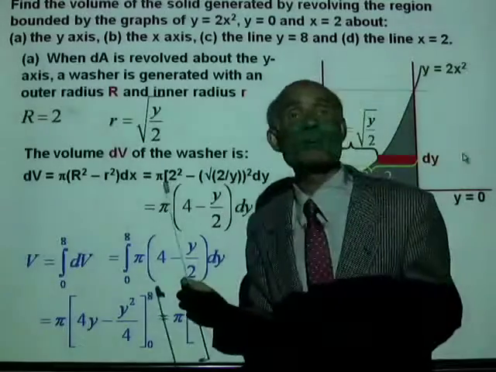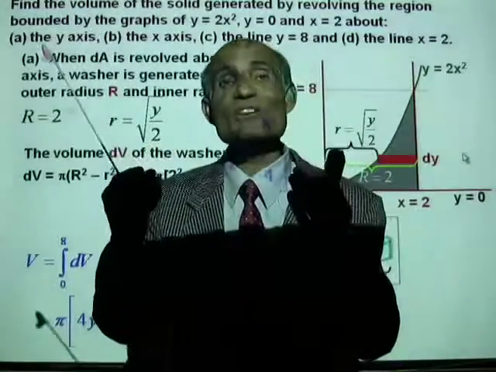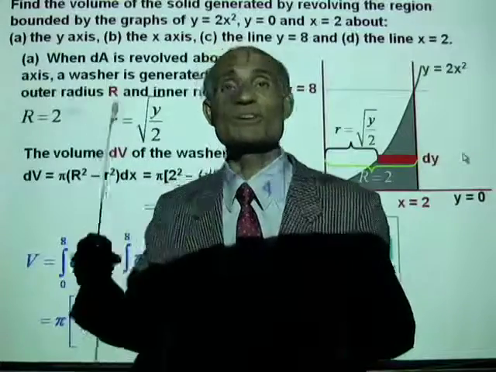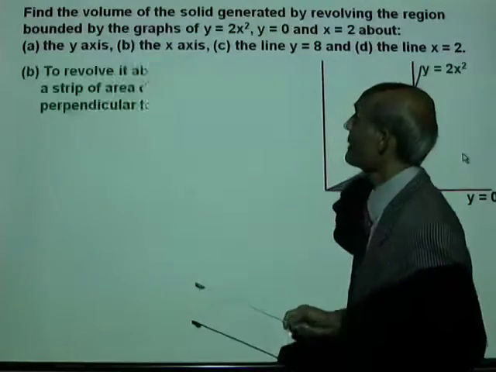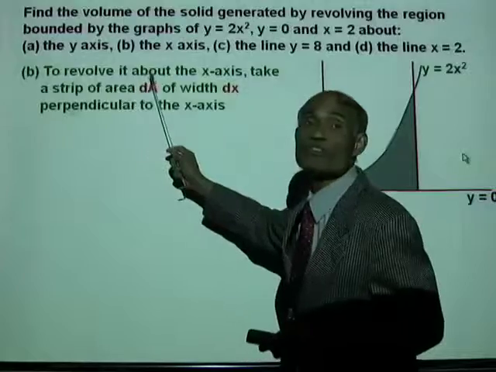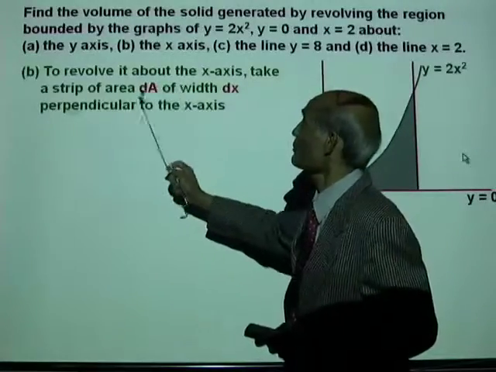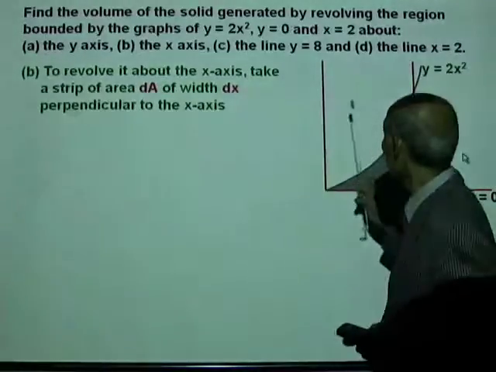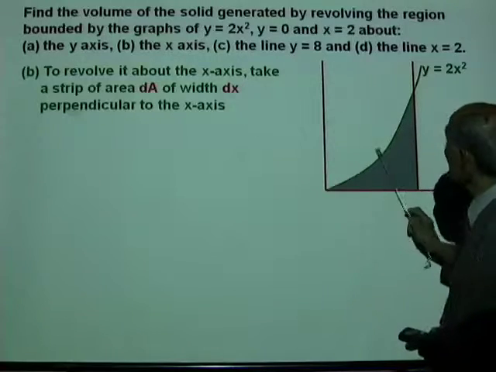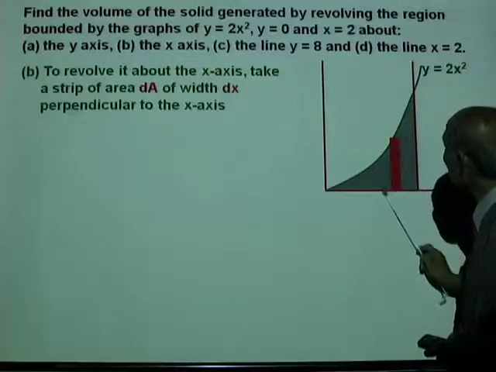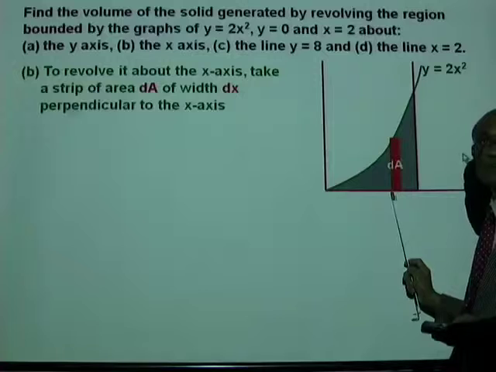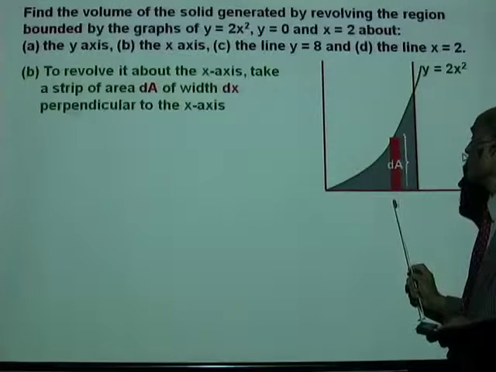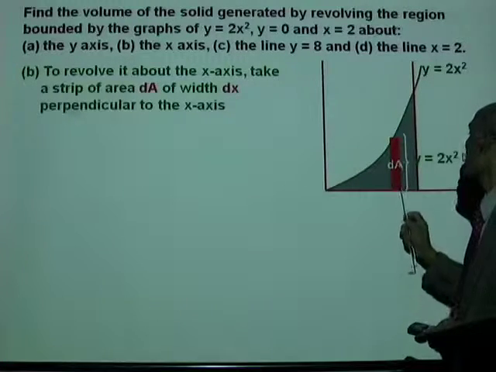The element area that we take must be at right angles to the axis of revolution. So let's do that now. Part B, to revolve this area about the x-axis, we take a strip of area of width dx at right angles to the x-axis. So this time, the area that we take must be at right angles to the x-axis.